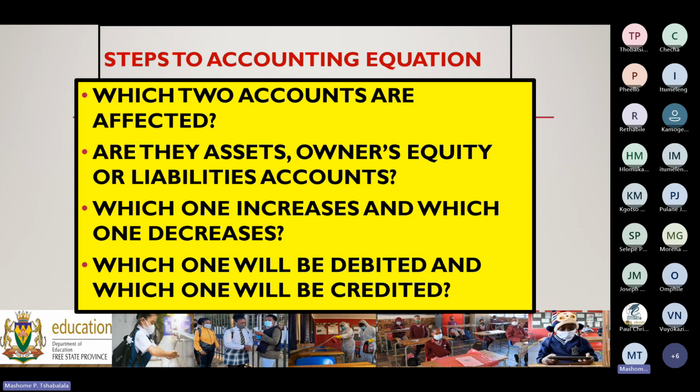Now, which one increases and which one decreases? Of the accounts we have identified as affected by the transaction, you need to identify the one that will increase and the other one that will decrease. Which one will be debited and which one will be credited? Remember, one account must be debited. It is compulsory. One account must be debited and the other one must be credited. But in terms of increase and decrease, two accounts can increase or two accounts can decrease. It will depend on the transaction.